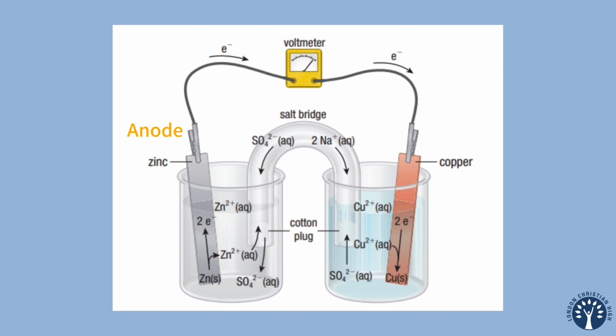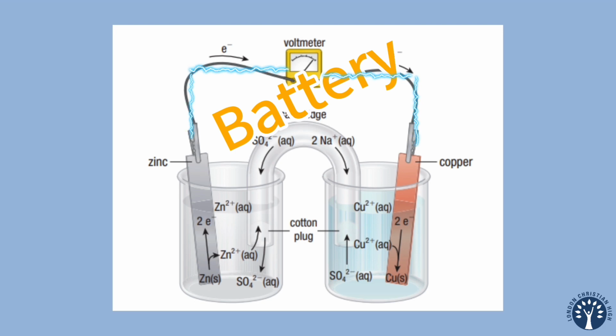The zinc side is called the anode. It is where the oxidation occurs. The copper side is called the cathode. It's where the reduction occurs. Remember, the electrons always start from the anode and travel to the cathode, because the anode is where the oxidation happens, therefore it's where it loses electrons. So, a stable electrical current will be formed, and this is the most simple form of a battery.